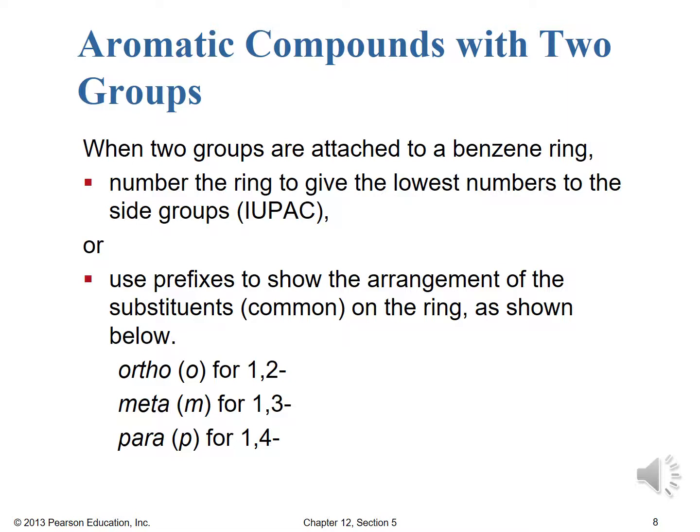If they're separated by a hydrogen, then we have now the meta, or the 1,3 variety. And finally, if they're at opposite sides of the benzene ring, they're known as para, or using IUPAC, 1,4. So we can show the relationship on the benzene ring for the 2 substituents using either of these. Of course, I prefer IUPAC, but you're going to see those common ones almost as frequently, if not more so, when dealing with aromatics.